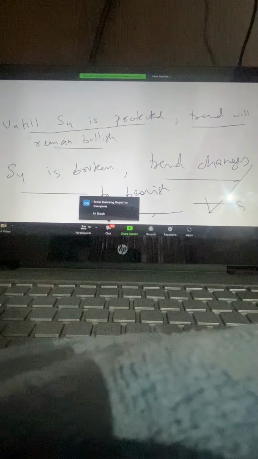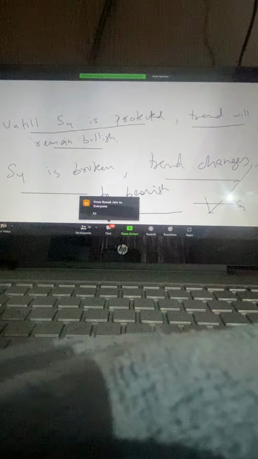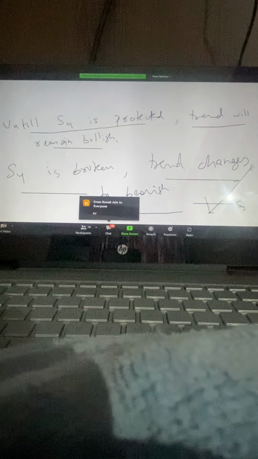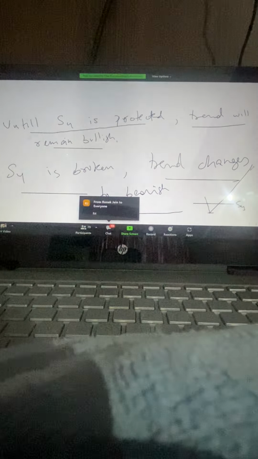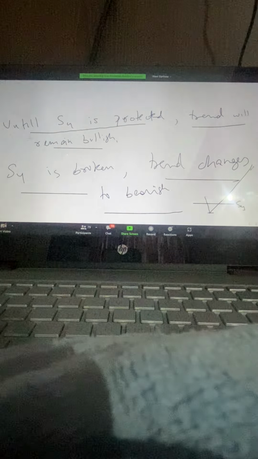Correct. Okay? So even if S4 has broken and it has bounced up, it does not mean the trend has changed to bullish. According to market structure, yes, it might have. But according to the pivot trend analysis, it is still bearish. Okay.